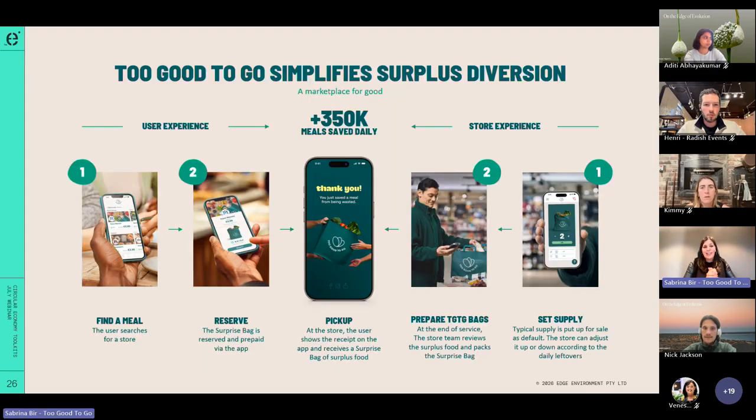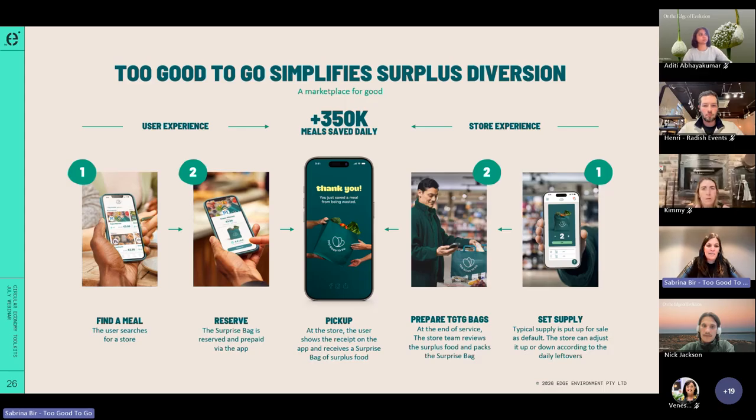So how does it work? Really nice and simple, I guess. It's a marketplace on your phone. You can go on, you can see what's around you. There's a collection time, and we base it on surprise and delight. So we have surprise bags on there.